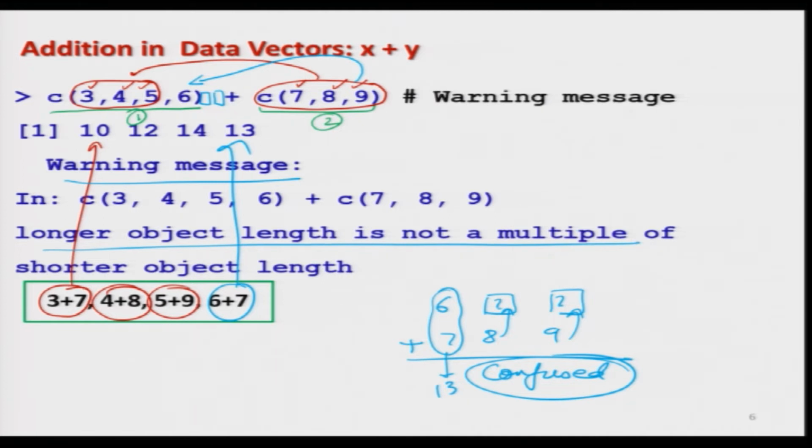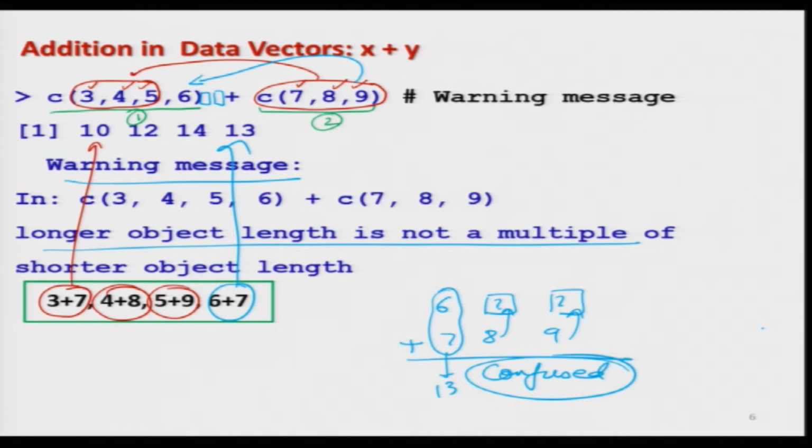That means R is trying to help you, asking you to please have a look and verify that you have not made any mistake, and that this is your plan, to give a total number of elements in the two data vectors which are not exact multiples. Right. So now you can see that I have taken the example of this addition and given you the methodology, or the basic concept, of how R works with the data vector.